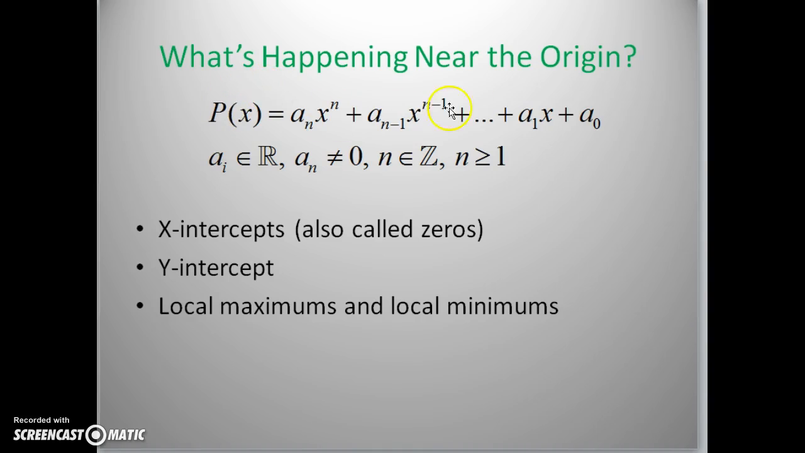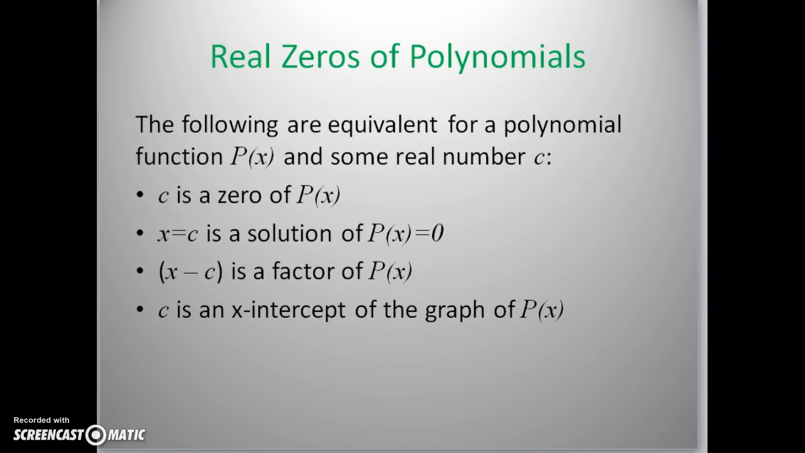First, you just see again our definition for polynomial function here. The things that we get that are close to the origin are the x-intercepts, which we also call the zeros of our function, the y-intercept, and any local max or mins that occur. So we're going to start with the real zeros of polynomials. The following things are equivalent for a polynomial function p of x and some real number c.